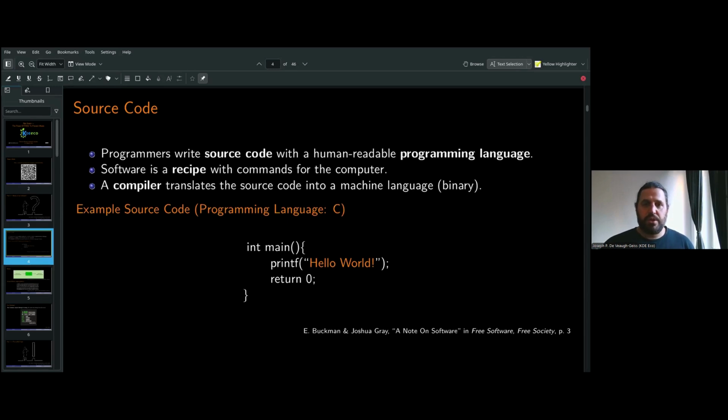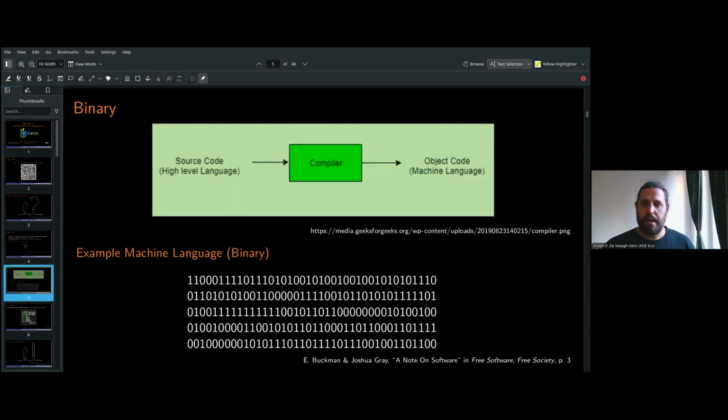This source code goes into what's called a compiler and translates that into a machine readable code. This is a binary. If you look here, it's just a bunch of ones and zeros. If you were to look at this and then ask someone, what does this software do? No one can answer that, right? So this machine readable code is perfect for computers, but terrible for humans.